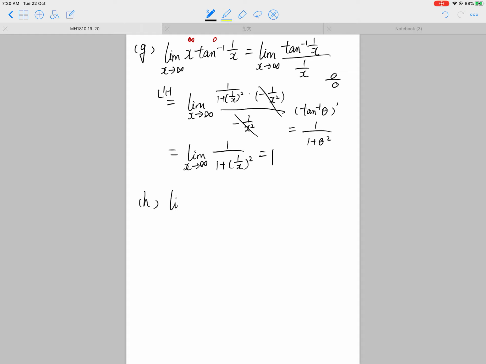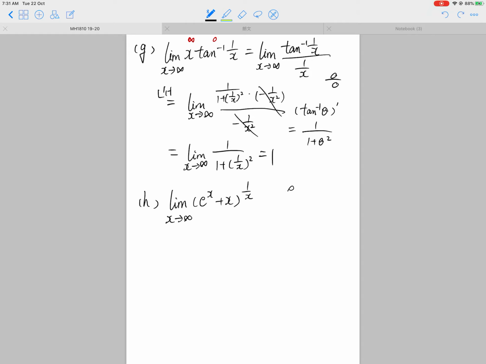Last question. X is approaching infinity. So now it's something approaching infinity to the power of something approaching 0. So again, you don't know the result. So how do we change this to a multiplication?